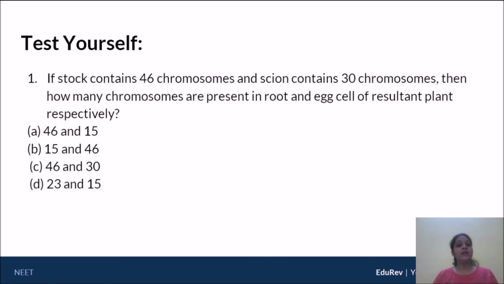The first one. If the stock contains 46 chromosomes and the scion contains 30 chromosomes, then how many chromosomes are present in the root and the egg cell of the resultant plant, respectively? Now 46 and 30 chromosomes are the diploid numbers. The root being a diploid cell, definitely should have 46 chromosomes of the stock. Whereas the egg cell, being a haploid cell, is formed through meiosis from the scion's 30, so can I say 15, half the number? Therefore the answer to this question is A, 46 and 15. 46 in the root and 15 in the egg.